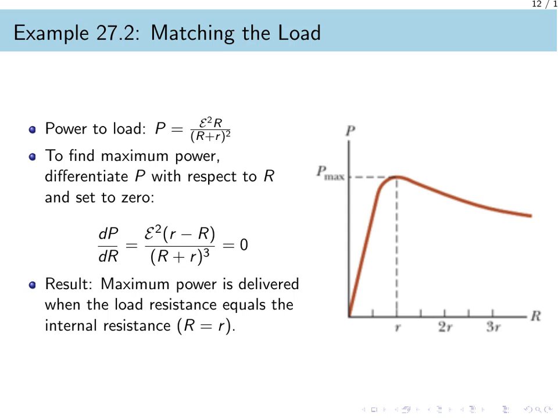By differentiating the power equation with respect to R and setting it to 0, we find that the maximum power is delivered to the load when the load resistance exactly matches the internal resistance of the source. As shown in the graph, if the load resistance is either much higher or much lower than the internal resistance, the power delivered to the device will be less than this peak value.